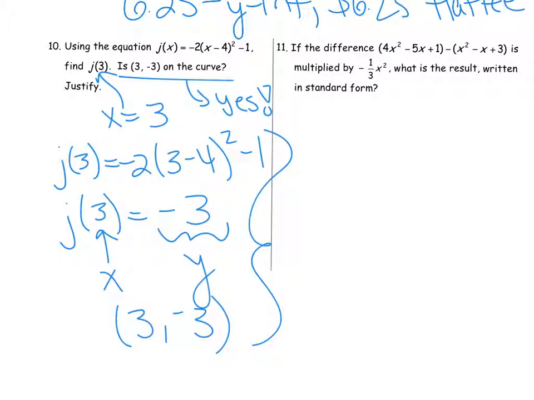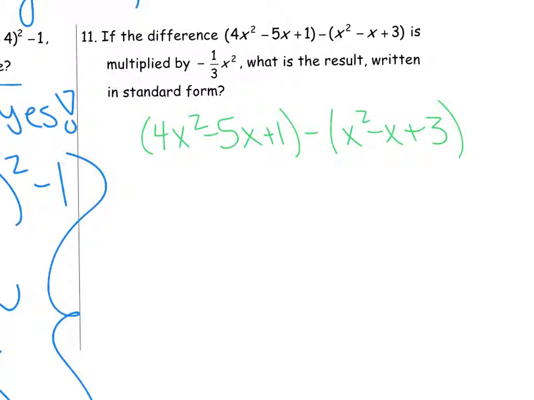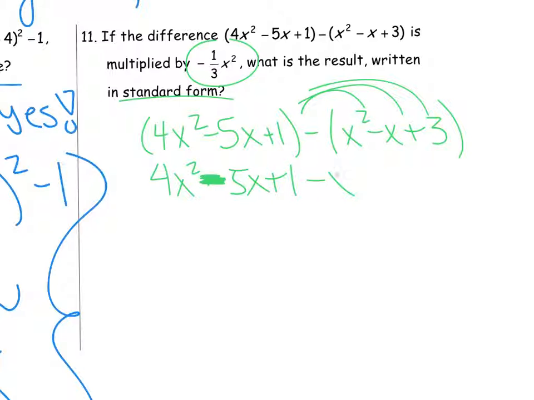All right, I want to take a look at number 11. So number 11 says, if the difference of 4x squared minus 5x plus 1 minus (x squared minus x plus 3) is multiplied by the following, I want to know what the result is in standard form. All right, so let's do this first. Let's distribute that negative throughout every term. I have 4x squared minus 5x plus 1 minus x squared plus x minus 3.